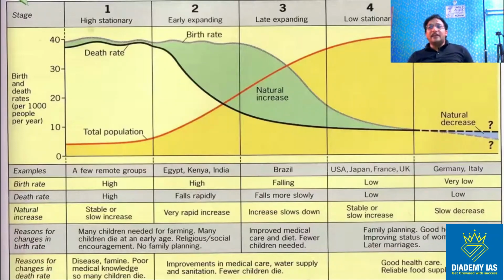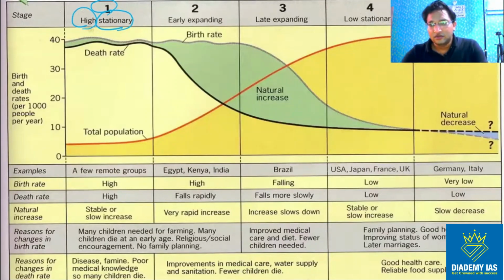So this slide is indicating the movement of a country from pre-industrial time to the post-industrial times, right? So let us see. This is the first stage. So there are total 5 stages. This is the first stage. In the first stage, we call it high stationary, or this is also called as early transition stage. Pre-transition stage.